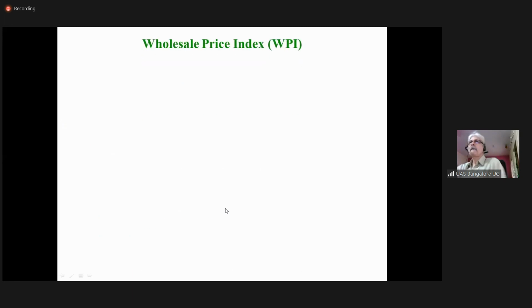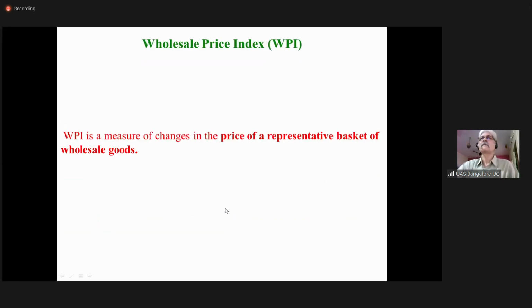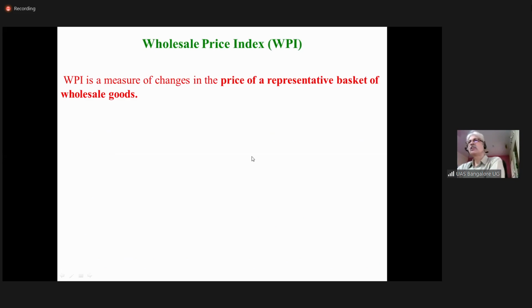And finally, the wholesale price index. It is a measure of change in the price of a representative basket of wholesale goods at the wholesale market level, not the retail market.